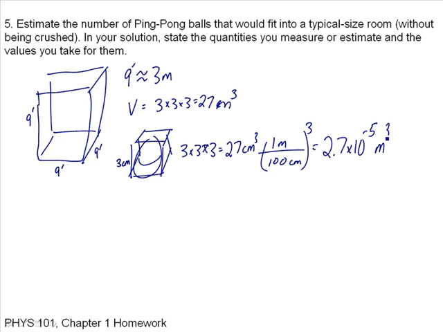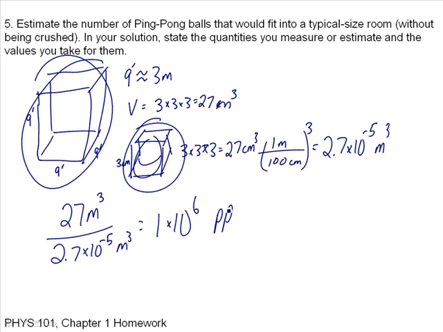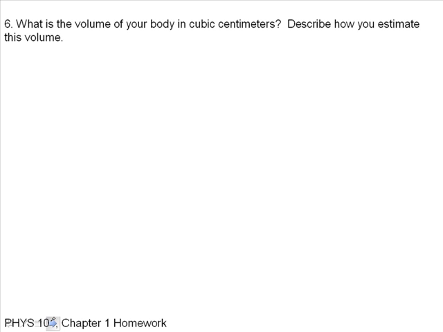So now if I want to know how many of these will fit into this, then I just divide their volumes. I say 27 cubic meters divided by 2.7 times 10 to the minus 5 cubic meters. That's equal to 1 times 10 to the 6 ping pong balls. So I can fit 1 million ping pong balls into my office, stacking them all the way up to the ceiling. 1 million ping pong balls. Which I've never done, but if you could, that's what you could fit.